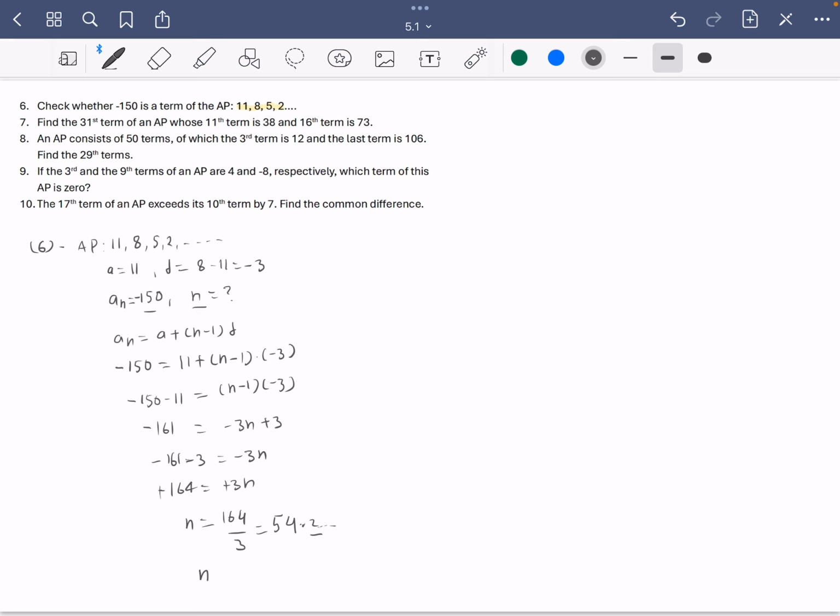But n, that is the number of the term, the nth term, cannot be a decimal value. It should be a positive integer, because a term is essentially a type of counting. Your counting is like 1, 2, 3, 4, 5, 6. So it cannot be in decimal. It has to be a positive integer. That means negative 150 is not a term in the AP. So your answer should be no.